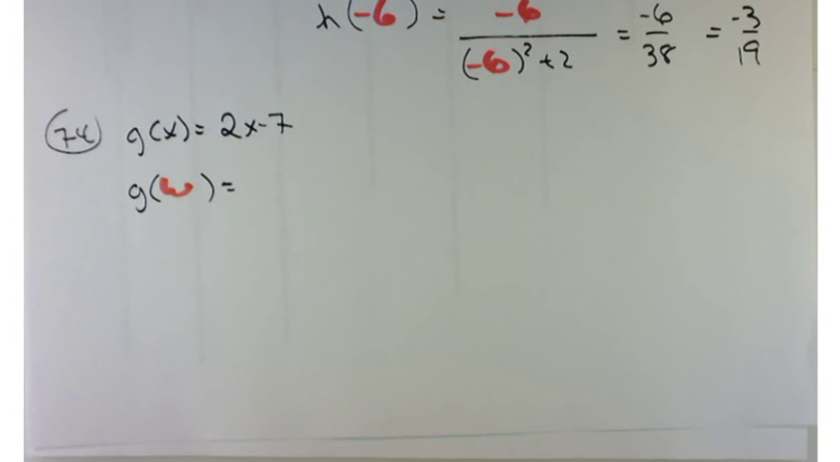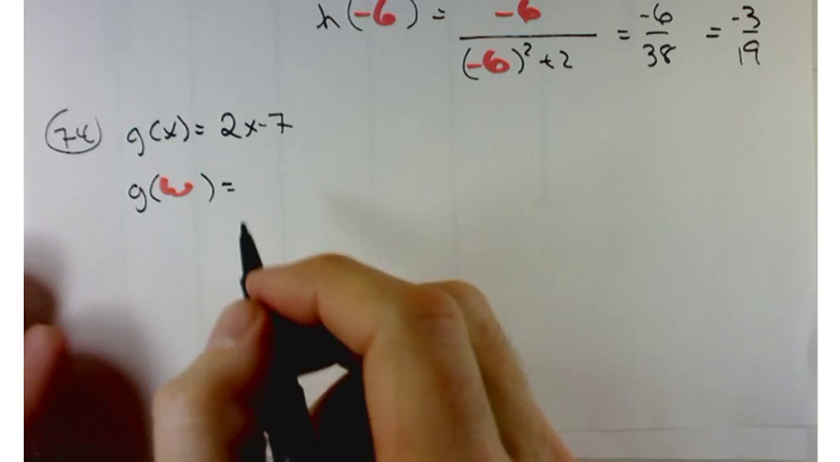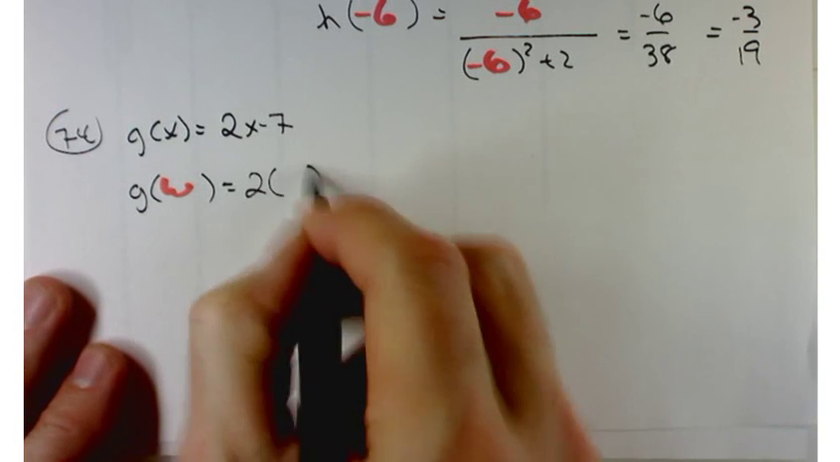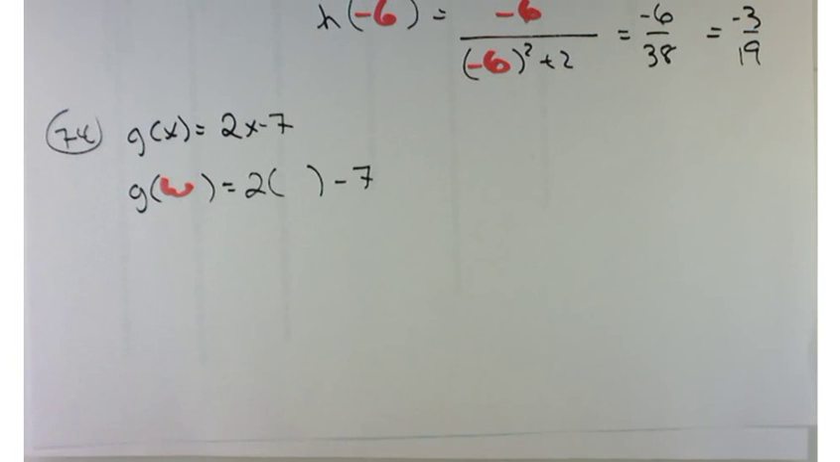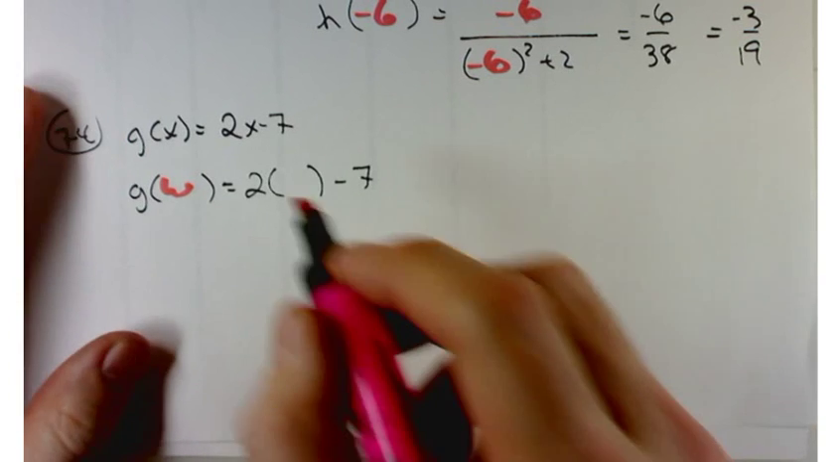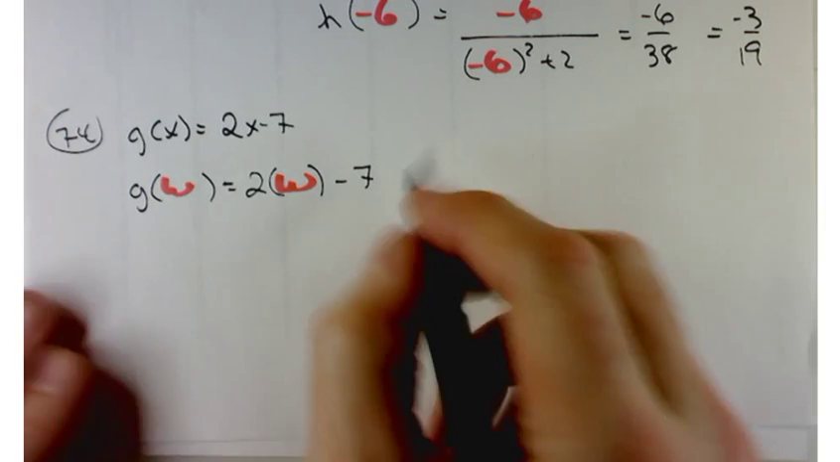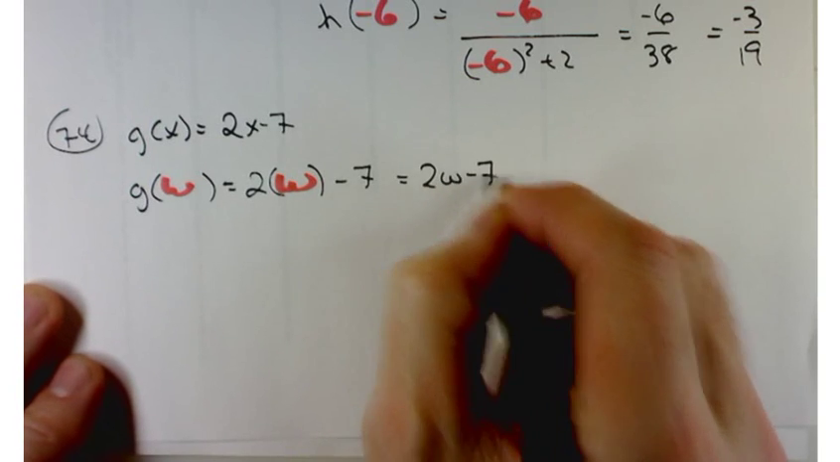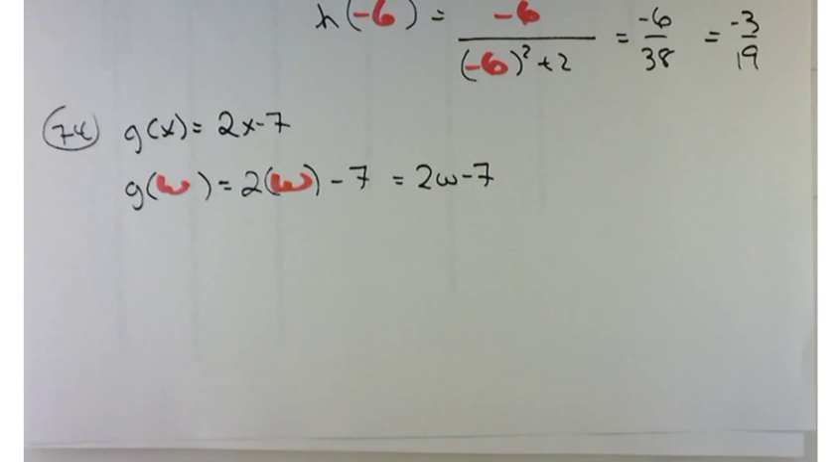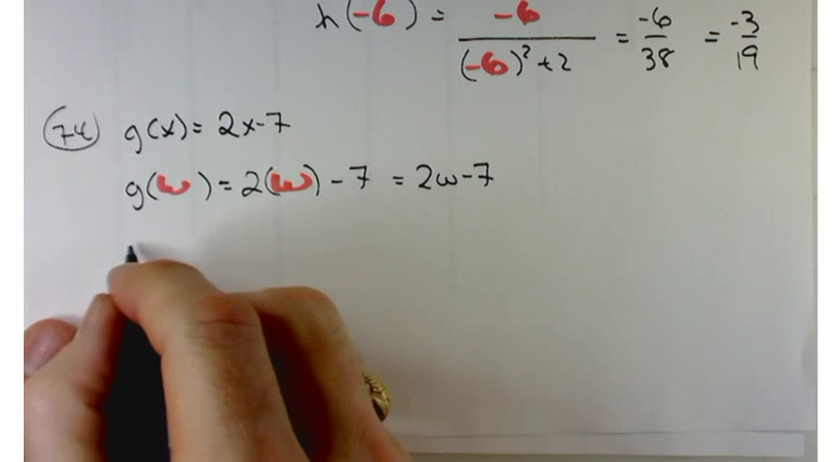G of w. Well, they don't want to take a stab at g of w? Megan, thanks for volunteering. What do you think g of w would look like? Perfect. That's all we got to do is just plug in the w. So 2 times w minus 7. These aren't like terms. There's nothing that you can do there. So we'll leave it like that. Thanks, Megan.